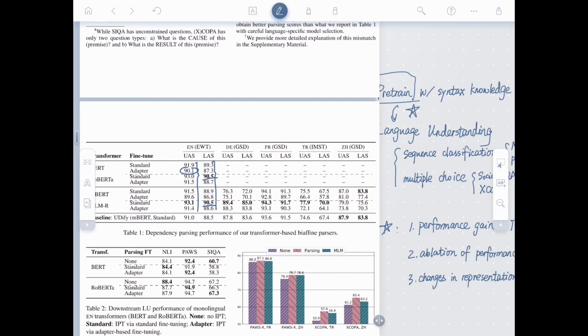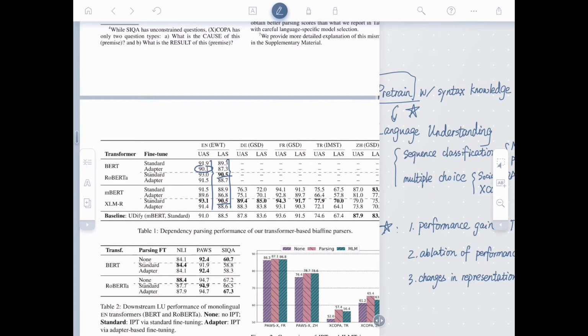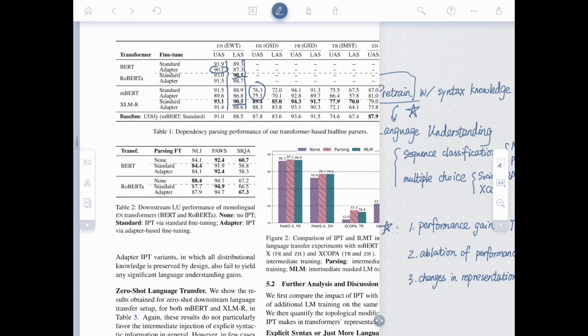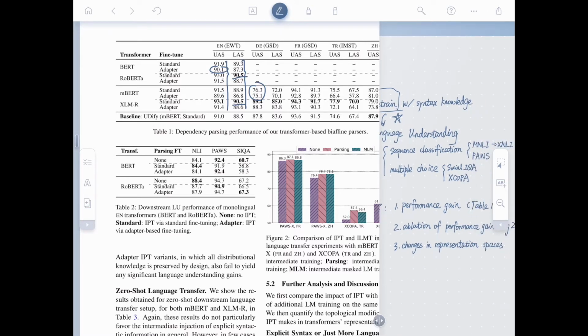Actually, in several other tasks, the multilingual BERT does not outperform the baseline. See, these are 76%-ish, while the baseline is 87%. Okay, these are the performance gains.